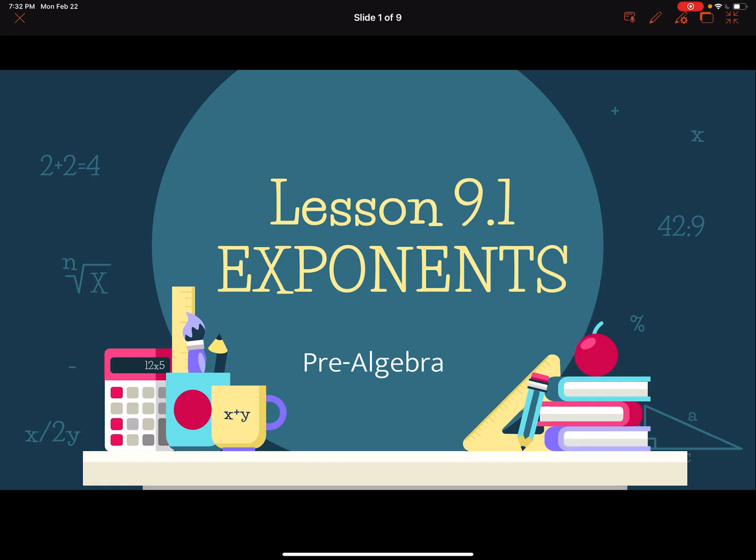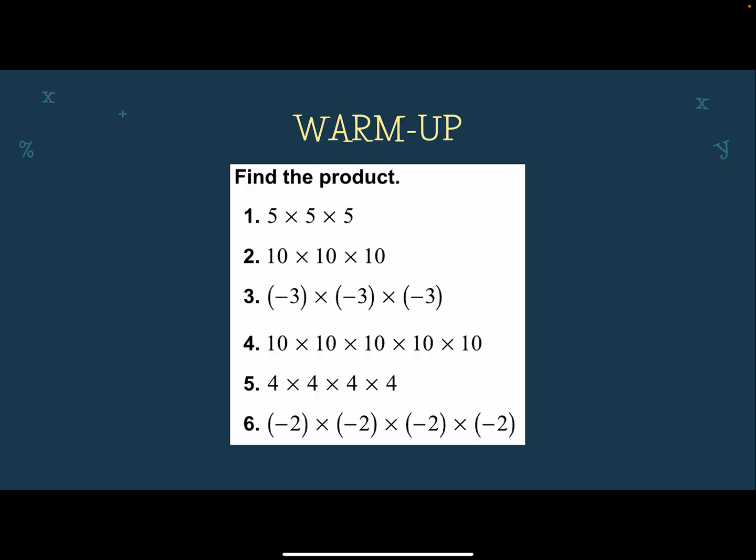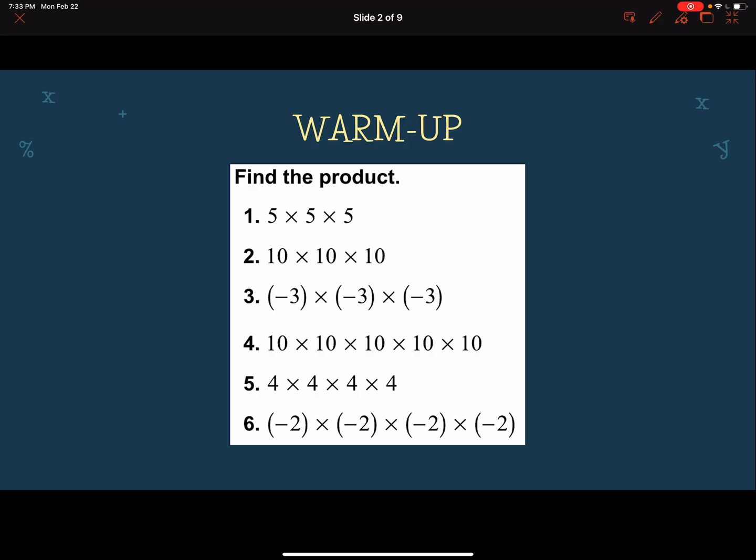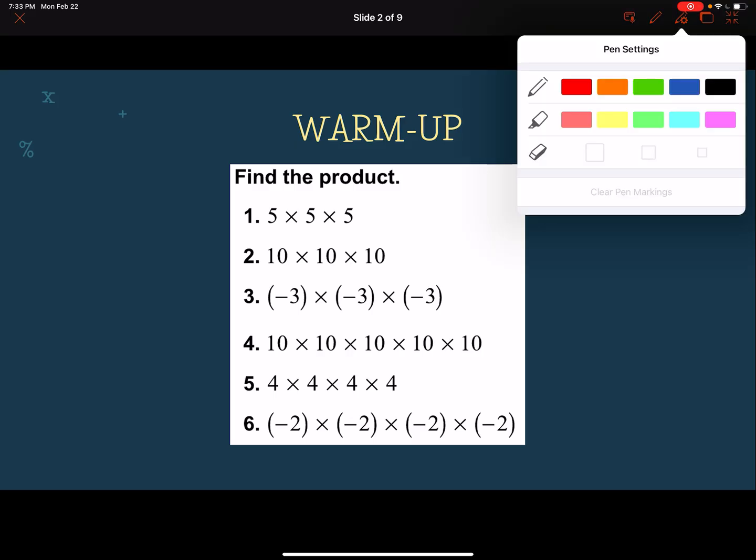Grab some notebook paper. It's important that you write down some notes and some examples with this for your assignment today. Our warm-up just simply says find the product. Make sure you have a calculator, put those in, write down your answer. You can pause the video and come back and check your work.